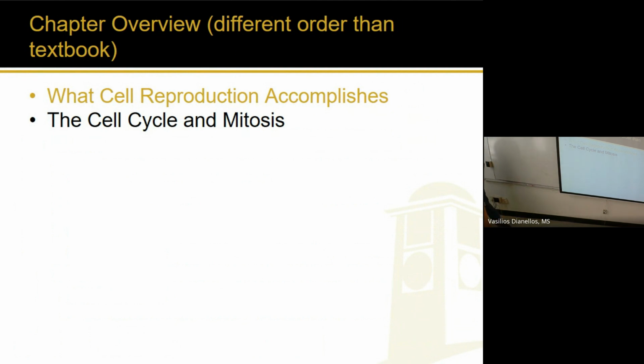So anyway, the way I'm presenting this chapter, it's broken down into two main parts. The first part is what cell reproduction accomplishes. And then after that, we're going to talk about the cell cycle and mitosis. So here we go. Reproduction.